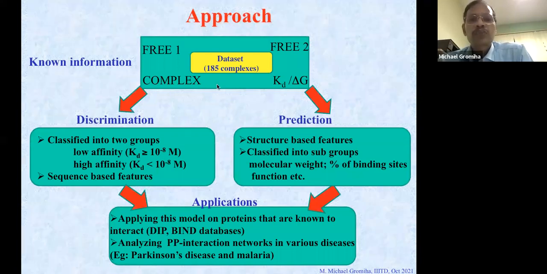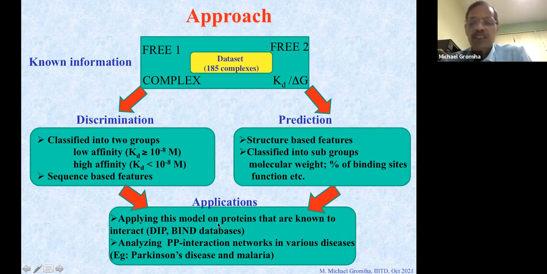You have the protein, you have the complex, and we have the KD values or the delta G values. So we made two groups, one for the discrimination and one for the prediction. For the discrimination, we made two groups and we used the sequence-based features. For the prediction, we also used some features based on the structures and the sequence. We developed a method, and it has several potential applications because the method is based on the sequence and you can easily apply it.